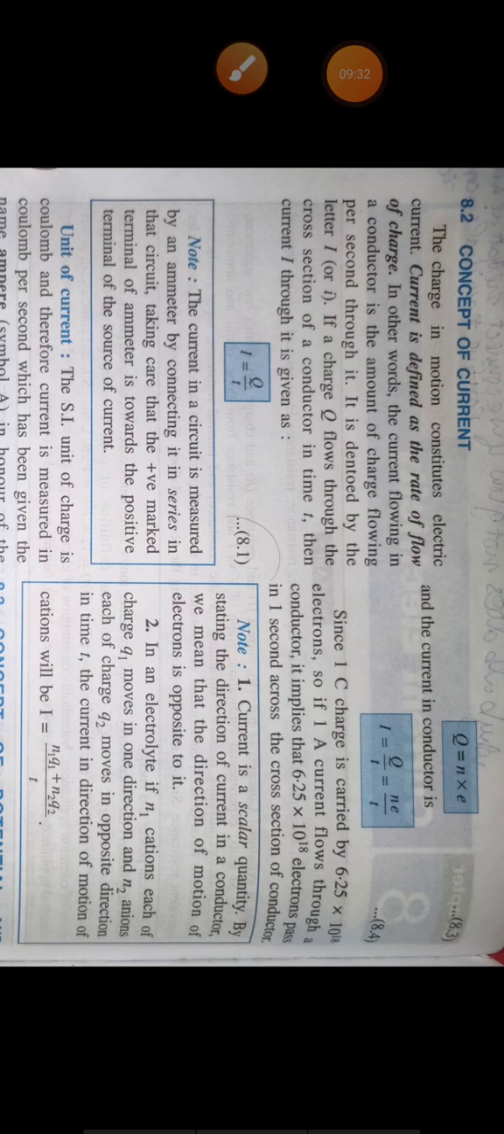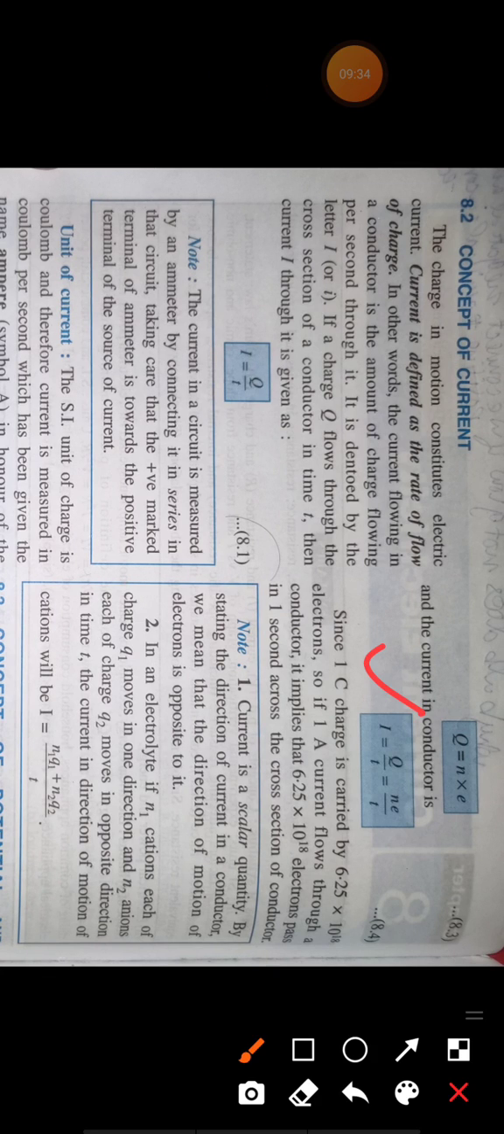So I is equal to Q by T, and in the previous equation we have seen that the charge Q is equal to Ne, where N is the number and e is the charge of an electron. So in place of Q we can write Ne. So I is equal to Ne by T, where N is any positive integer, e is the charge of an electron, and T is the time.